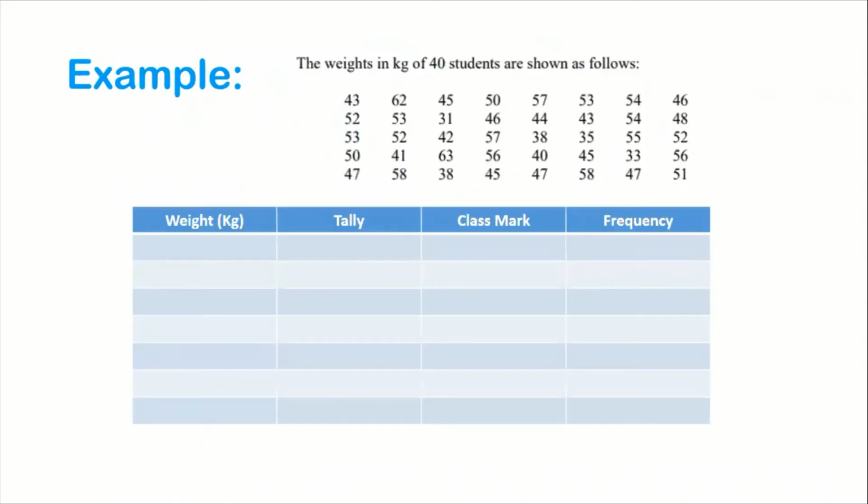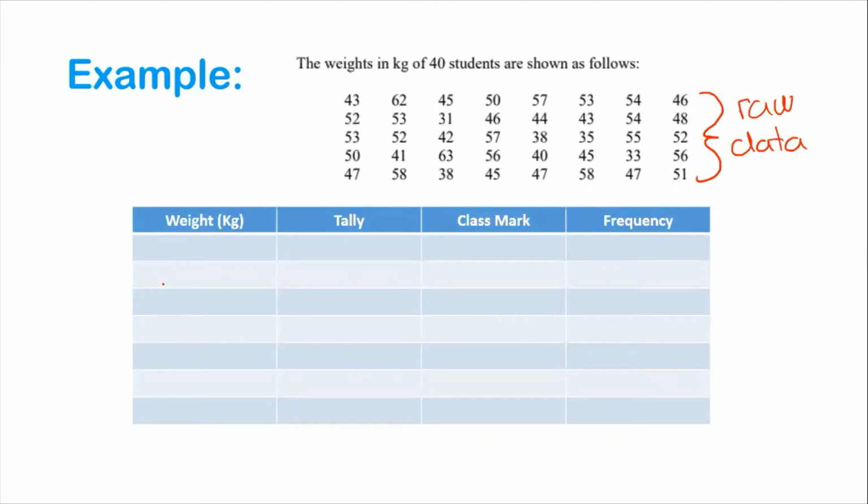So let's get right into it. In this example, the weights in kilograms of 40 students are shown as follows. This right here is called raw data. What's happening here is each student is weighed and their weight is written down with no rhyme or reason behind it. This is good, but not for analyzing, right? So we're going to want to come up with a graphical representation of the following.